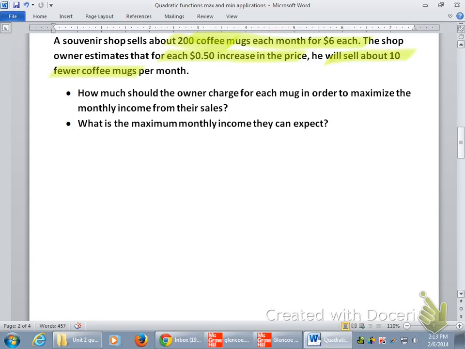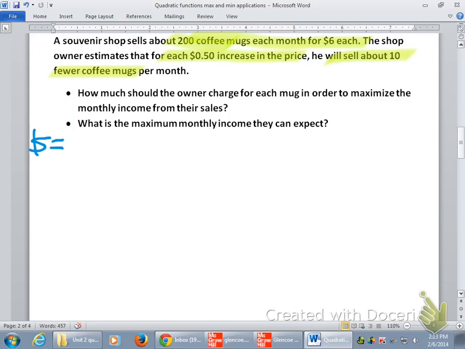You can't go on forever just charging more and more money. All right? Eventually, people will quit buying stuff, right? Because it's too much. So let's look at this. First off, 200 coffee mugs each month for $6. What does that tell me? Do you know how much money he's making?